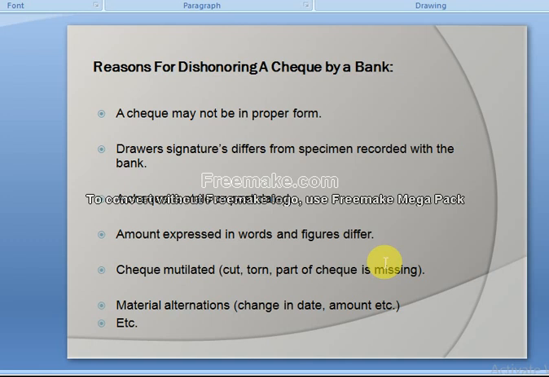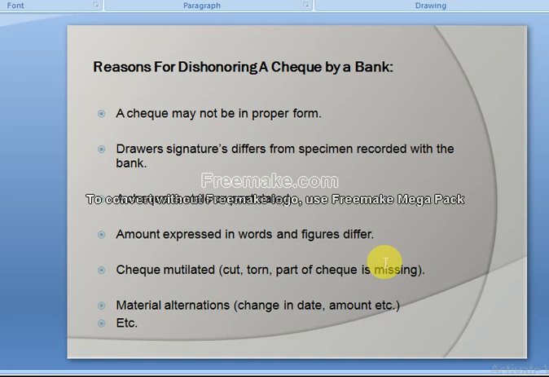A check is a stale or post-dated check. Stale check means expired check. Post-dated check means its time has not come yet. Look, I issued the check and I write January 1st, 2021. If you present that check today in the bank, the bank will say the date of this check has not come yet, this is a post-dated check, so it will be returned. Stale check means expired check. If you present an expired check in a bank, the bank will return that check to you.